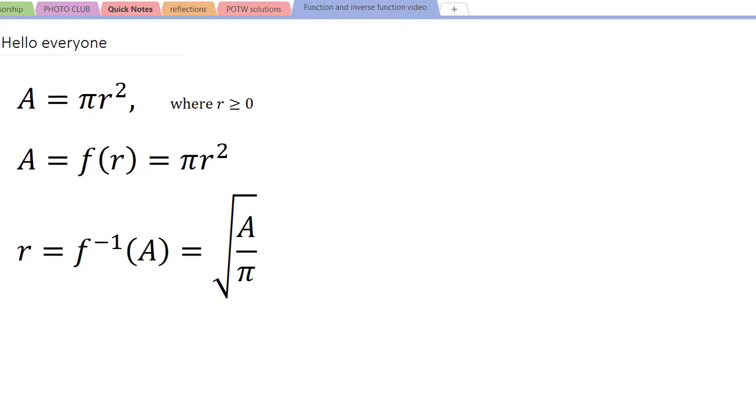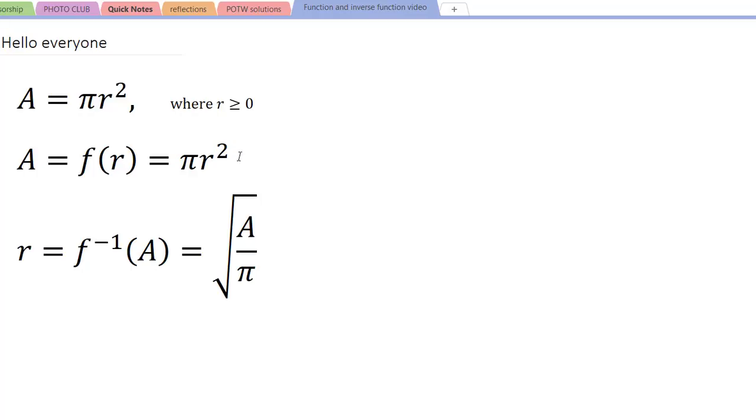Hi everyone, just wanted to talk with you a little bit about functions and inverse functions. So here we have A equals pi r squared. So we have area of a circle as a function of radius. And we've written it with function notation here, A equals f of r equals pi r squared.